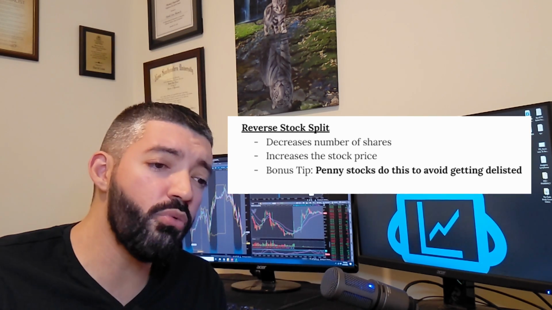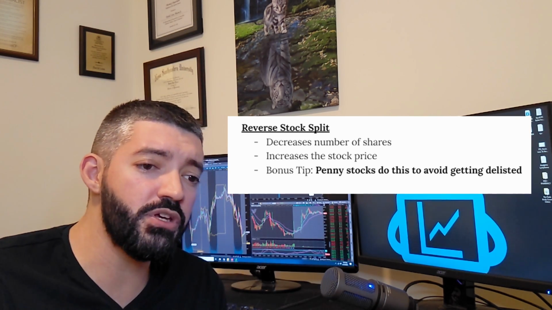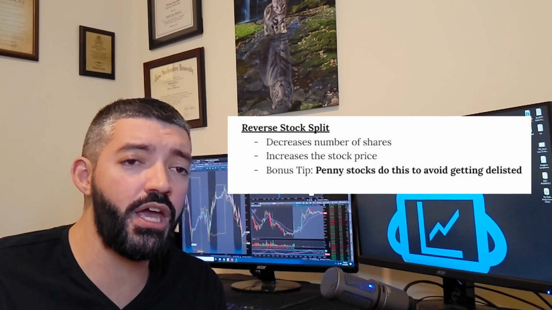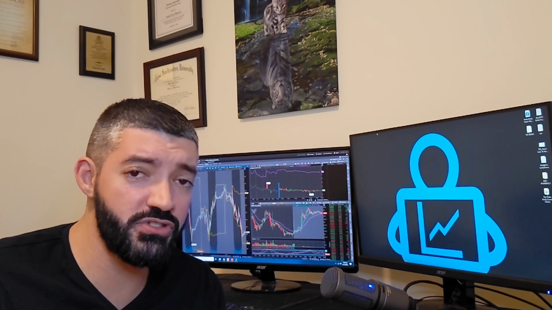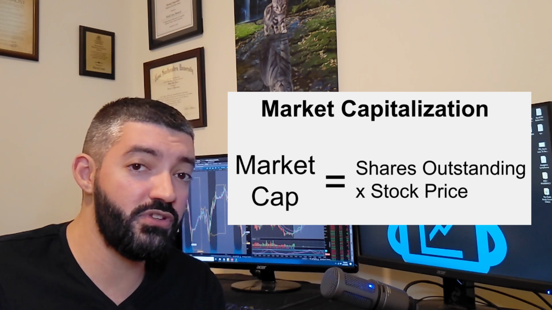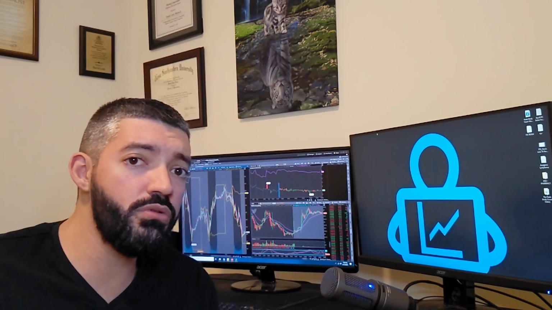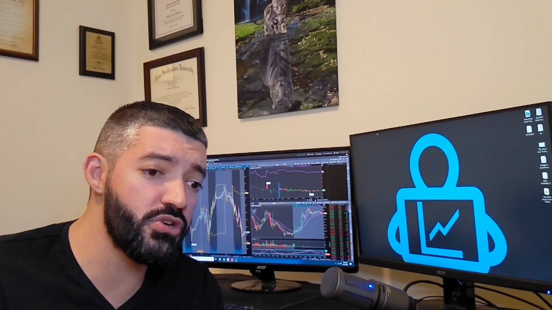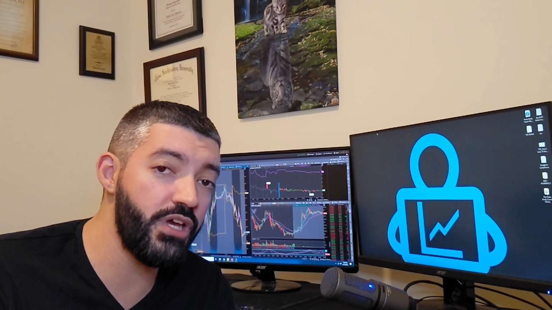I don't like to use the word value. It can be very misleading, because technically speaking, when you look at the math and the valuations of a reverse stock split or a stock split, it is going to equal the same market cap. The only thing that really changes here is the number of shares available.